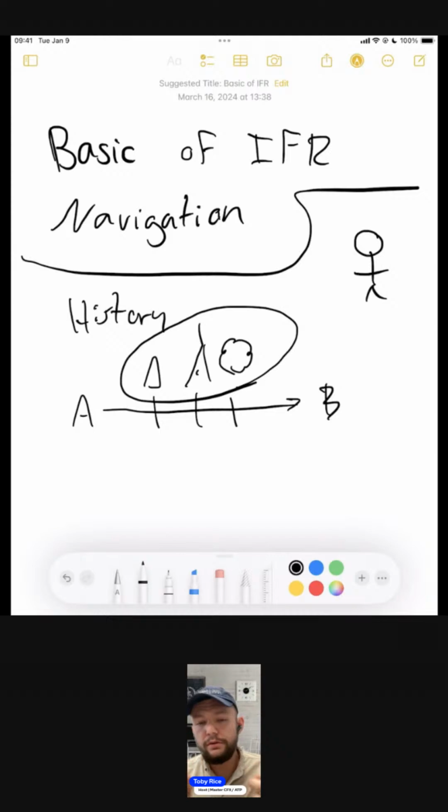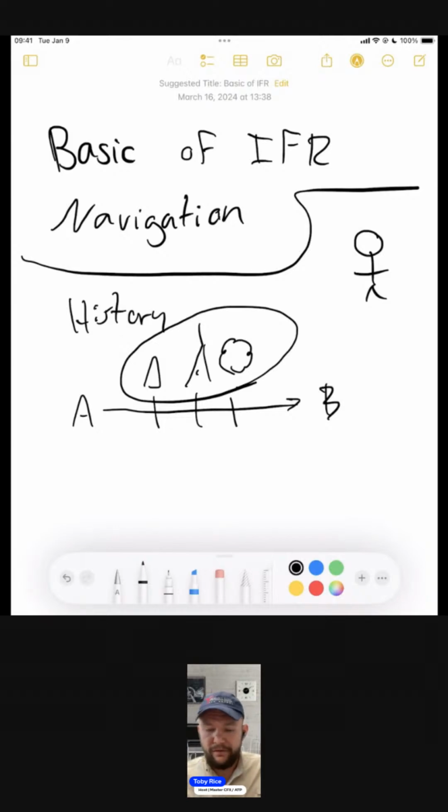But we use that same information today as a way of knowing, hey, if you're going to fly from point A to point B, you need to know about these obstacles, these points, these frequencies, and you'll be able to get there safely. So people would just write information down and share it with the next pilot, and that's how they would navigate. They would do it visually or on instruments.